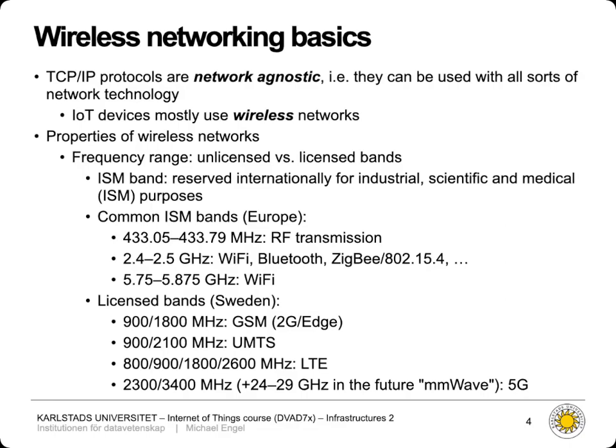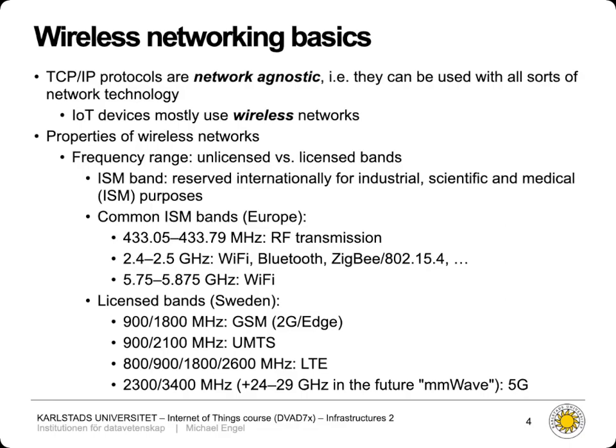On the other hand, we have licensed bands, where you need an official permit by the state in order to transmit anything on these frequencies. If you try to transmit without a license and you're caught, this can have very hefty fines, going into the hundreds of thousands or millions of kroners. So getting a device for sending unlicensed on these bands is not a good idea. We have a number of bands here. On the 900 and 1800 megahertz bands, we have the old GSM digital mobile telephone system.